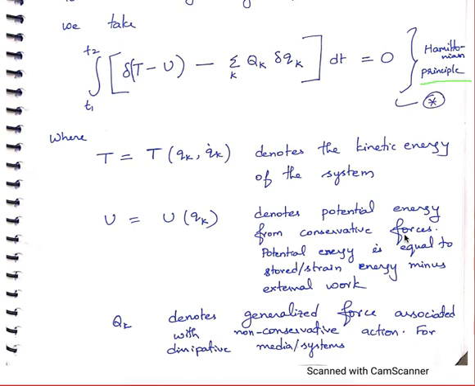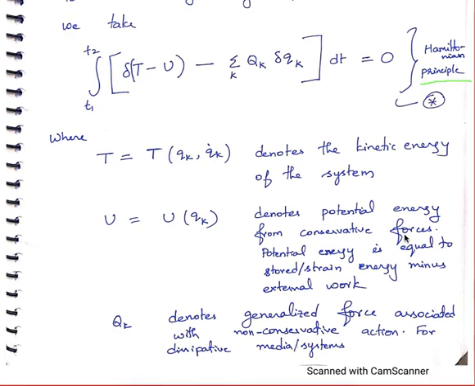Now, would the spring force and the gravitational force be conservative forces or non-conservative forces? What do we mean by a conservative force? A conservative force means that if you move this force along a closed path, then the closed integral of F bar dotted with ds bar will always be equal to 0. Or in other words, this force can be written as the gradient of some scalar function.